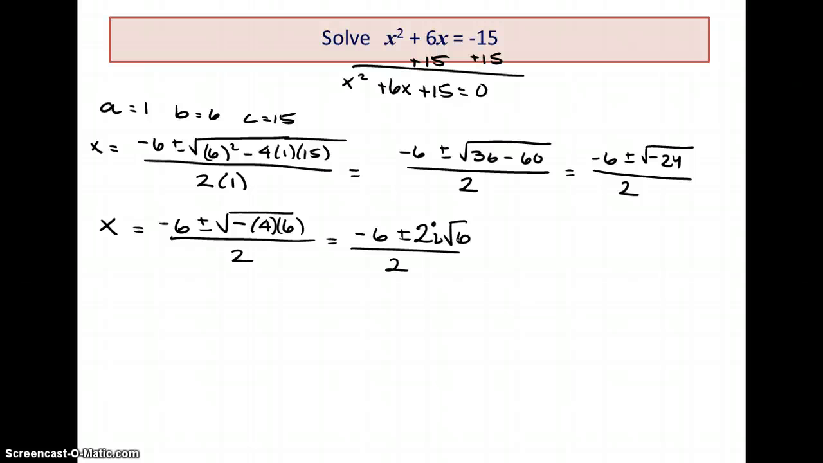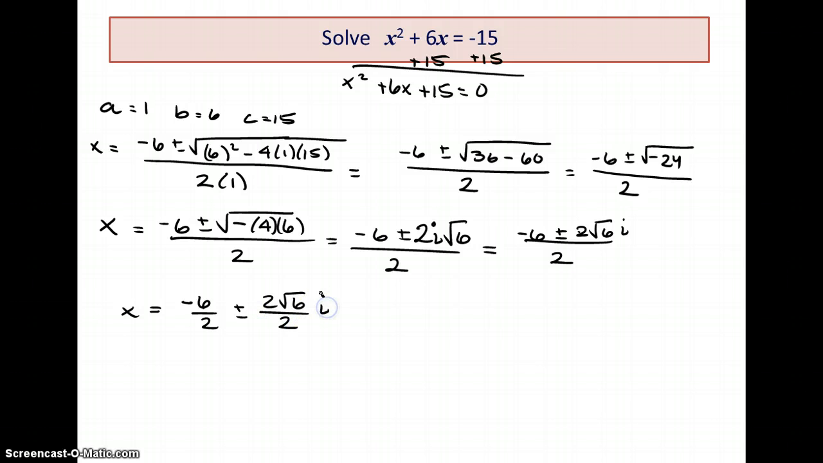Now, this is not standard form of a complex number. Standard form of a complex number, remember, is a plus bi. A couple of things need to change here, kind of like what we did in our notes. So I'm going to look at this as negative 6 plus or minus 2 square root 6 i all over 2. I'm going to go ahead and separate these into two separate fractions now. So negative 6 over 2 plus or minus 2 square root 6 i over 2.